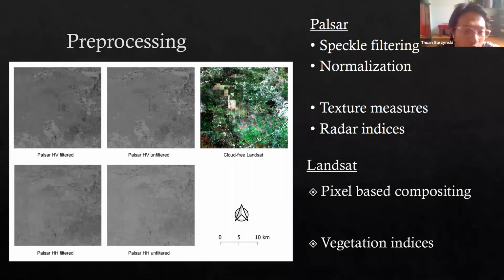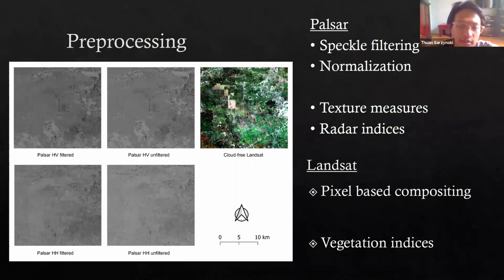So you can see on the pictures, the gray, it's 4 gray pictures. So you have one which is filtered, which is a bit smoother than the one which is not filtered on the right. And then from those 2 data sets, we calculated some indices.